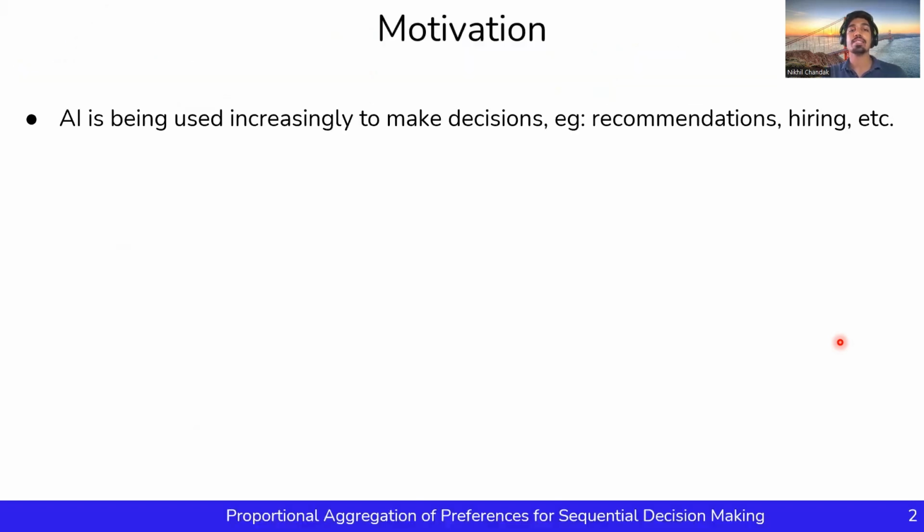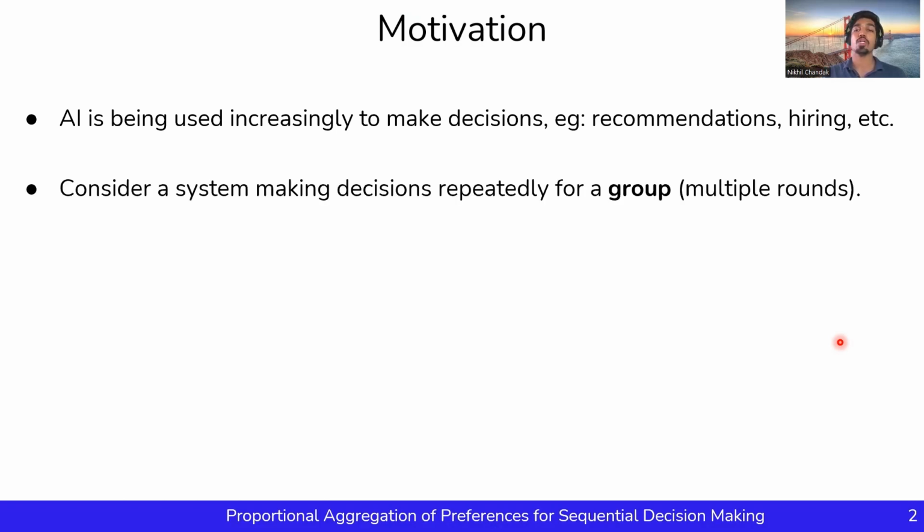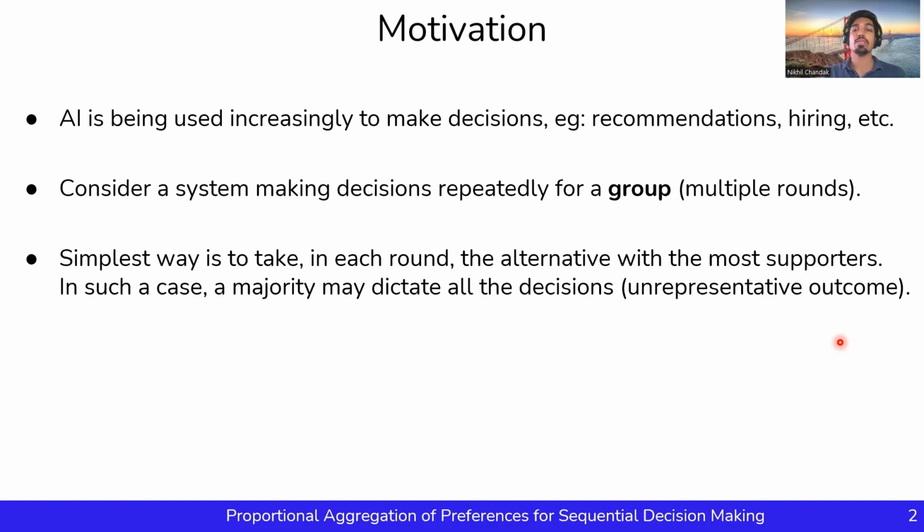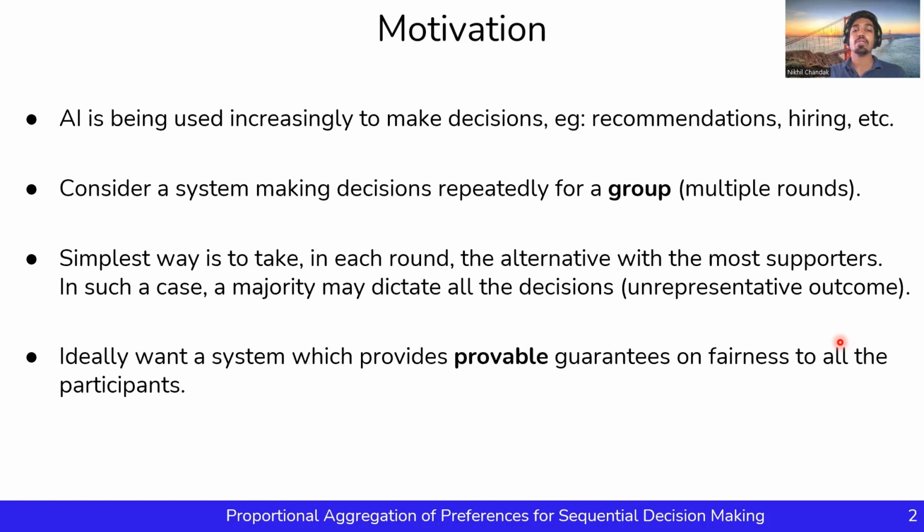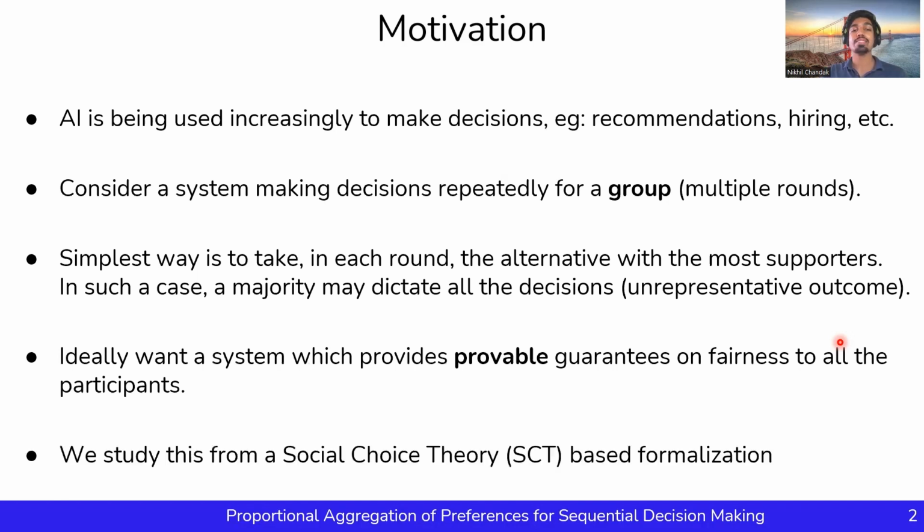These days, AI is being increasingly used to make decisions, for example, recommendations, hiring, and more. Specifically, consider a system which makes decisions repeatedly for a group, say over multiple rounds. The simplest way to make these decisions is to take the alternative in each round which has the highest support. In such a case, however, a majority may dictate all the decisions, leading to an unrepresentative outcome. Thus, we would like a system which provides durable guarantees on fairness to all the participants to incentivize social cohesion of the collective. We study this problem from a social choice theory-based formalization.